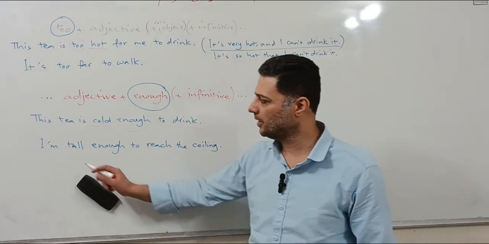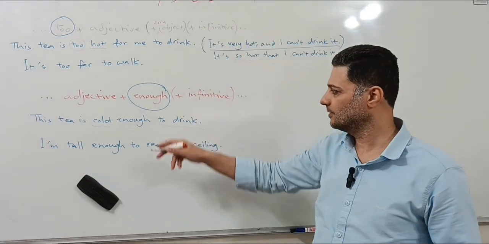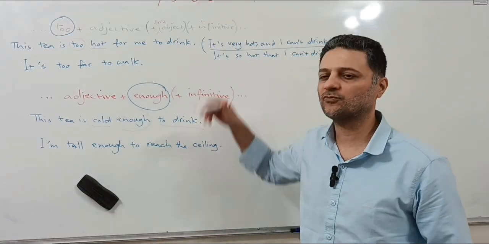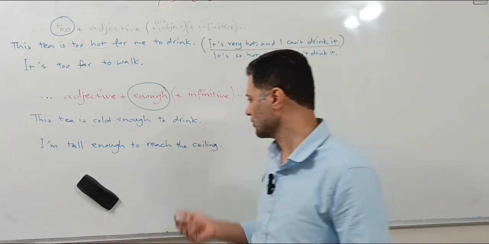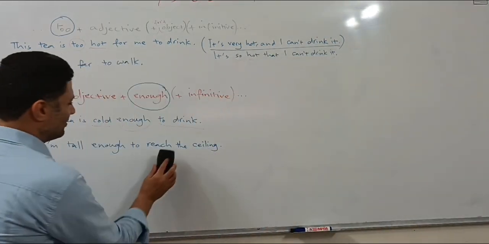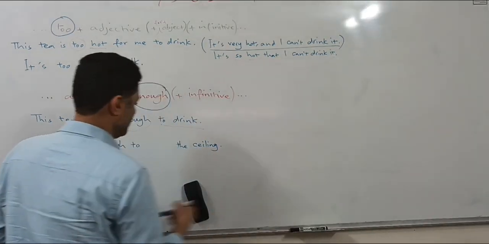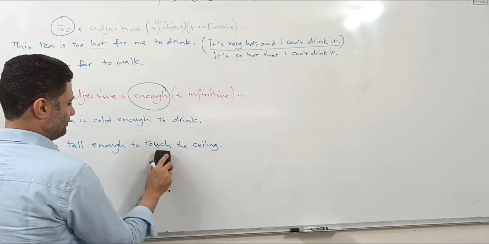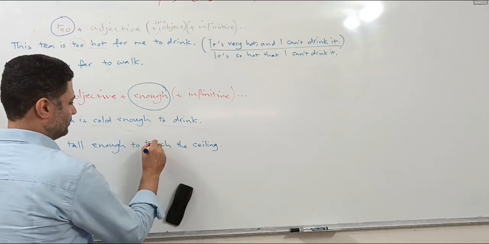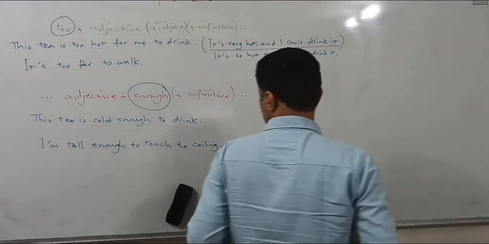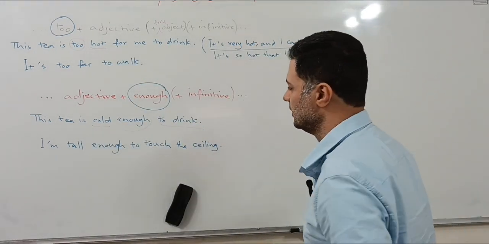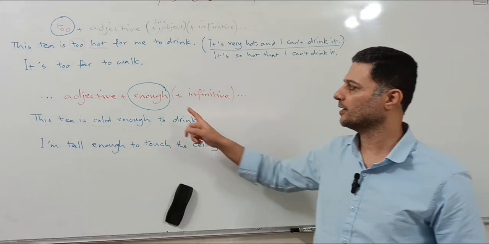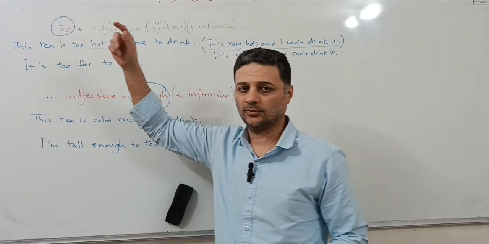Another good example would be, I'm tall enough to touch the ceiling, or reach for the ceiling. Let me change this to touch. Maybe it's a little more tangible to touch the ceiling. So I'm tall enough to touch the ceiling. So that's the whole structure we use with enough and too.